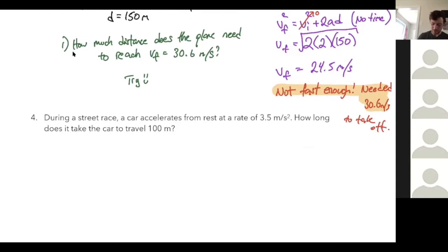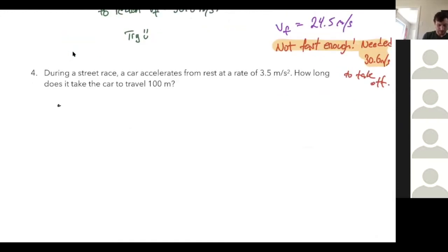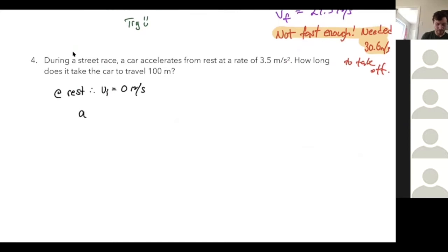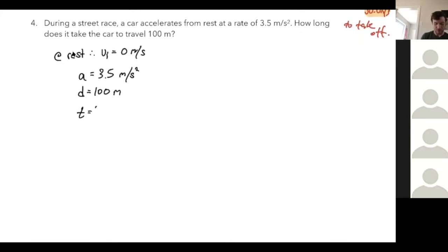Okay, this seems fun. We're given some information here. It starts at rest, so our initial velocity is 0 meters per second. We're given an acceleration of 3.5 meters per second squared. We're given a distance. This car is going to travel 100 meters, and it wants to know how long that's going to take. So how I go through this process, when I get a question, this is my first step. Write down my information.